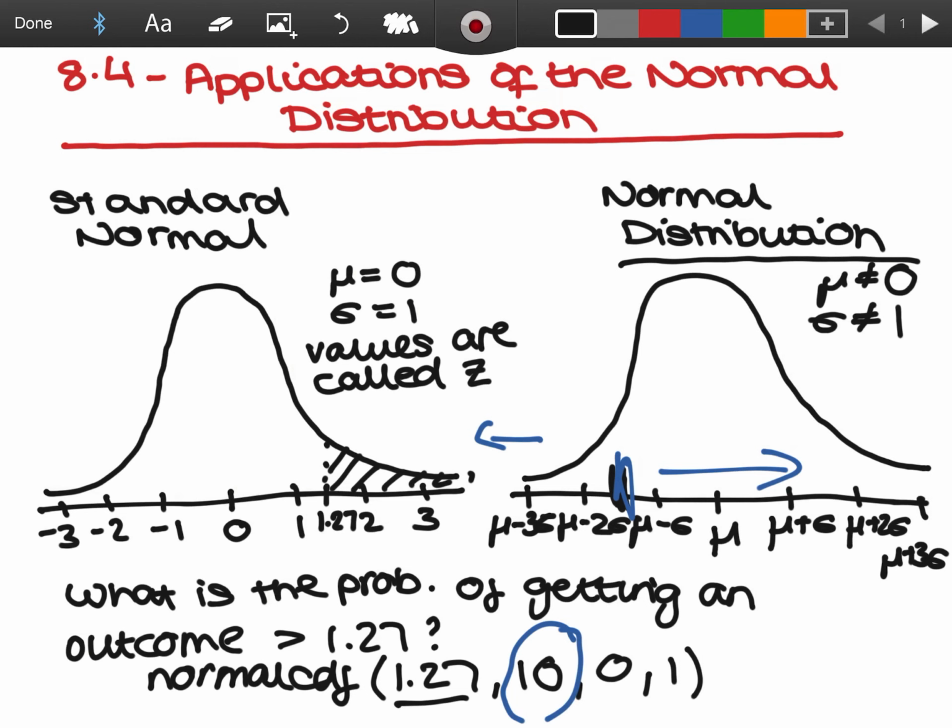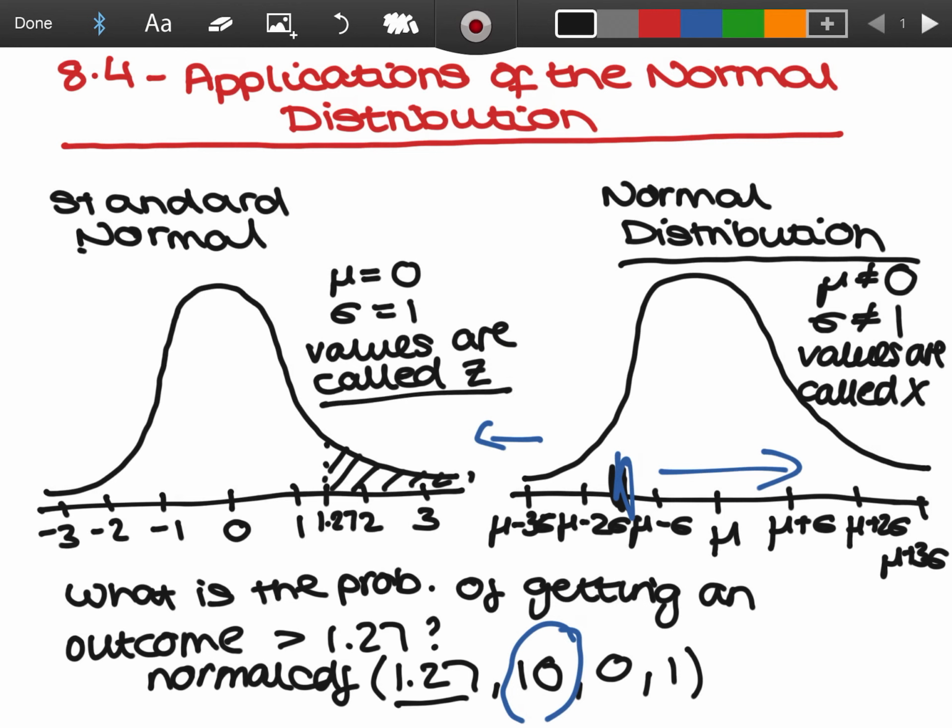If I don't have a mean of 0 and a standard deviation of 1, so I'm no longer in standard normal, but I am just in a random normal distribution with a random mean and random standard deviation, my values are called X, okay? I use X as my variable. So if you ever see Z, you know you're dealing with standard normal. If you see X, you know you're just dealing with a normal distribution that doesn't have a mean of 0 and standard deviation of 1.